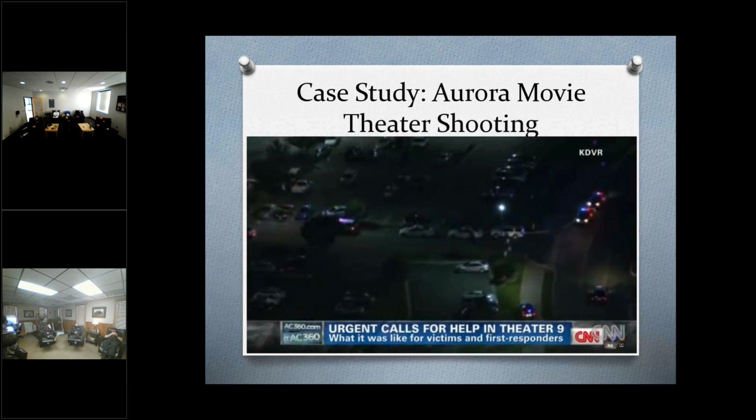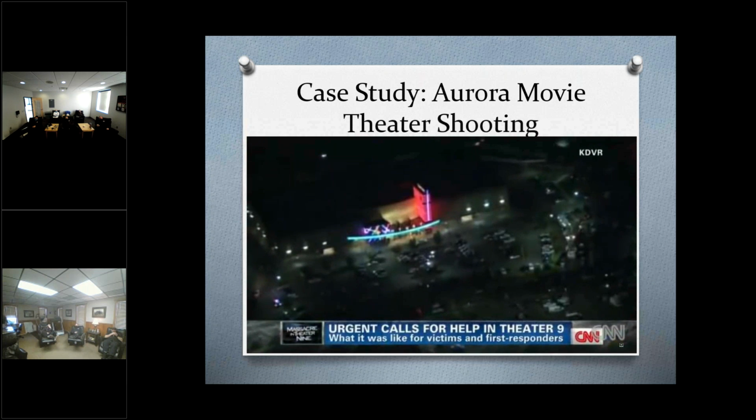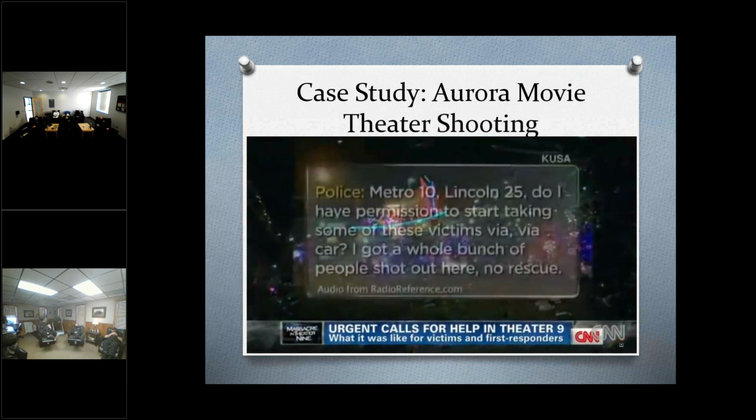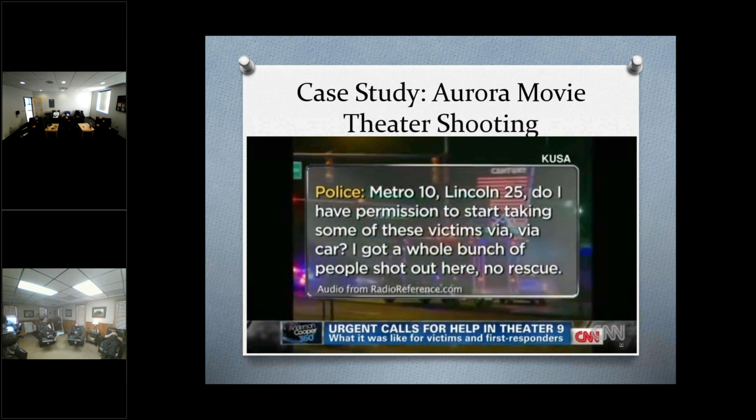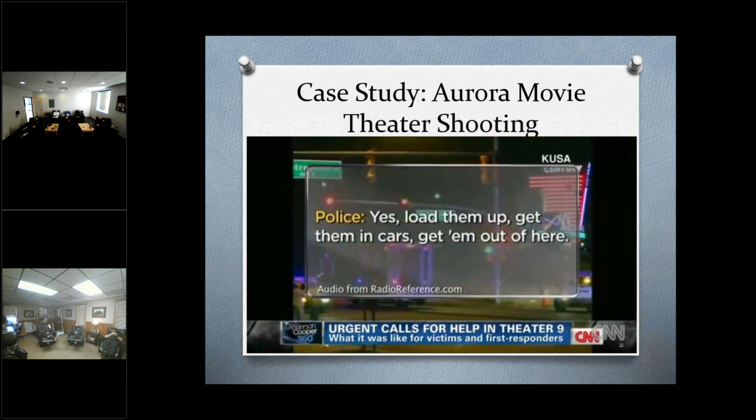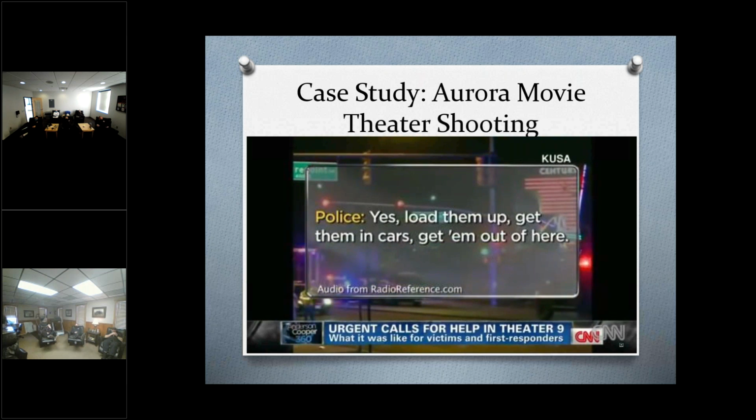Quick-thinking police start transporting those critically injured to hospitals in police cars. Metro 10, Lincoln 25. Do I have permission to start taking some of these victims via car? I got a whole bunch of people shot out here. No rescue. Yes, load them up. Get them in cars. Get them out of here.